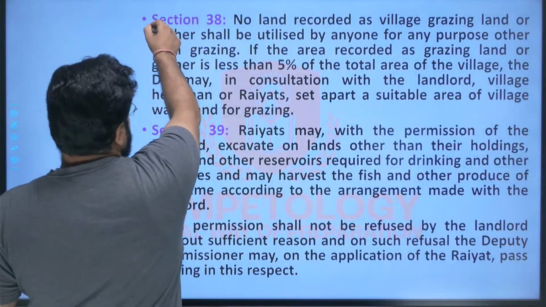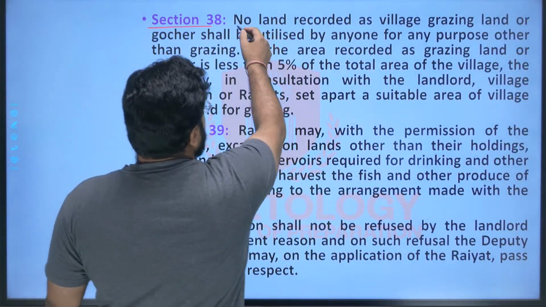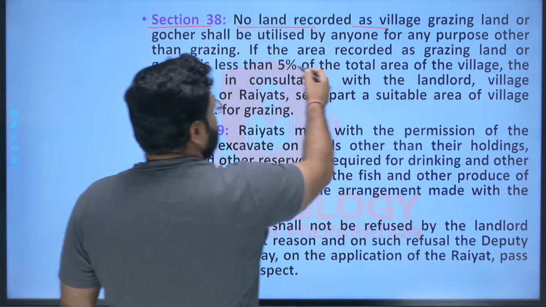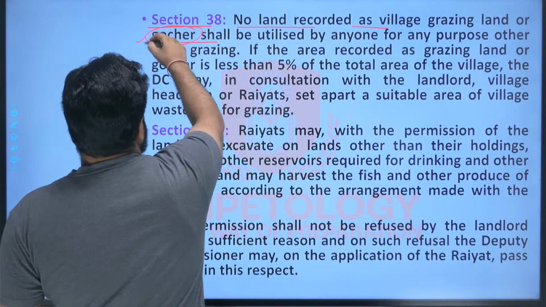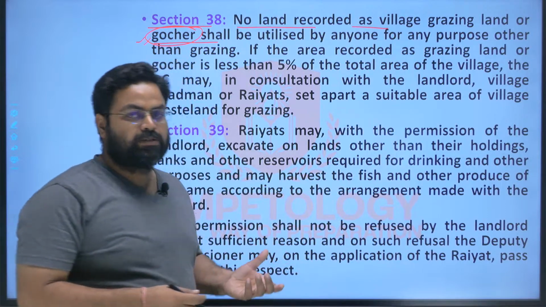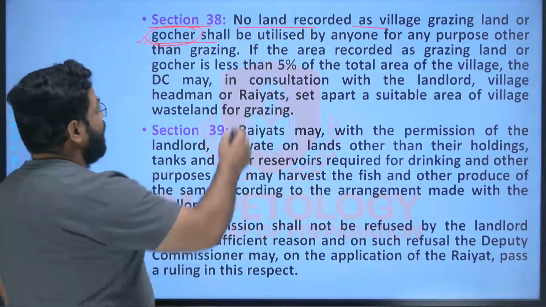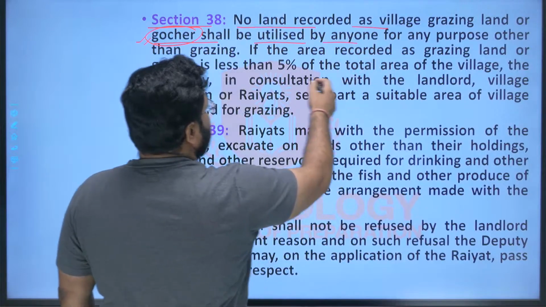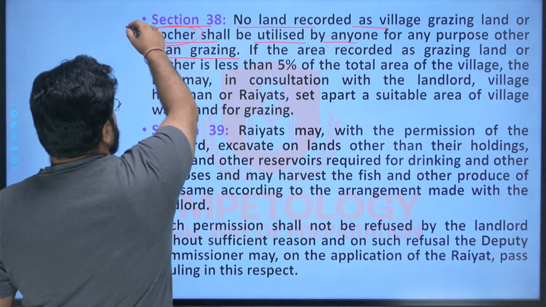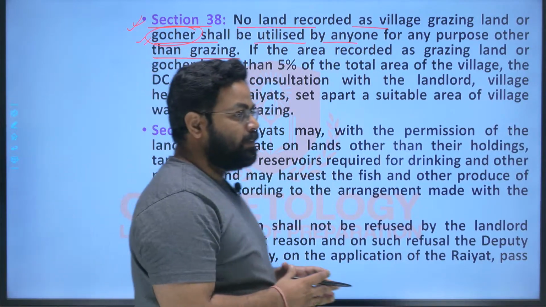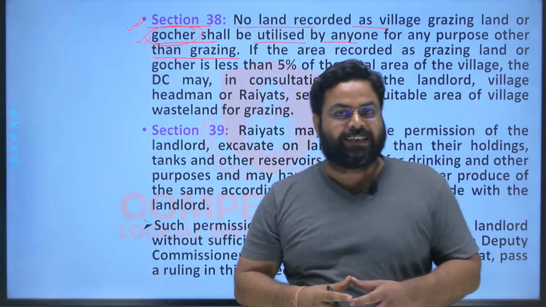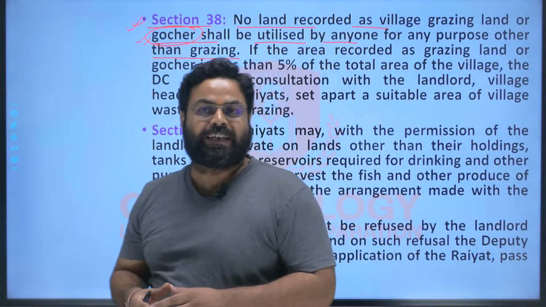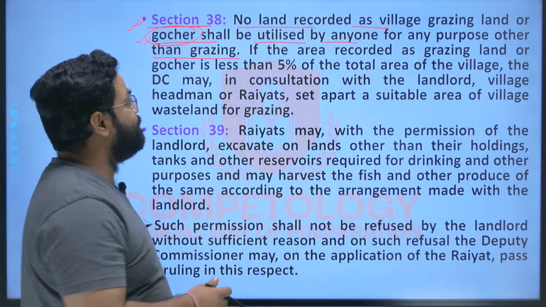And here section 38 itself says that no land recorded as the village grazing land or gochar shall be utilized by anyone for any other purpose than grazing. Gochar means that same land where you can graze your cattle, right? So here it is a restriction that none of the Rayyat can go on to cultivate the gochar or the grazing land, right? So no encroachment can be done on that. Here it is a limitation.